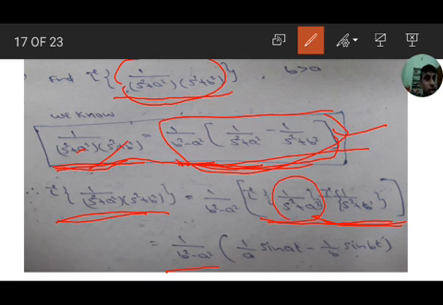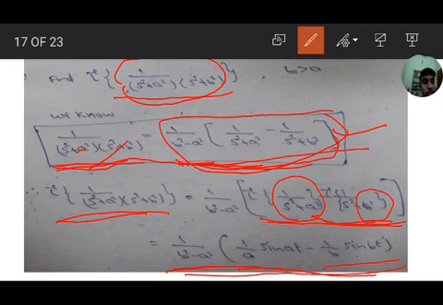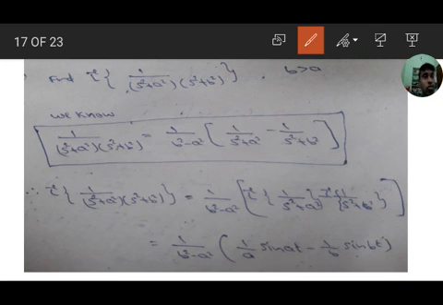L inverse of 1 by (s square plus a square) equals, by the formula, 1 by a sin at. L inverse of 1 by (s square plus b square) equals, by the formula, 1 by b sin bt. Therefore the final answer is 1 by (b square minus a square) into (1 by a sin at minus 1 by b sin bt). Here, instead of using partial fractions, we have the formula.